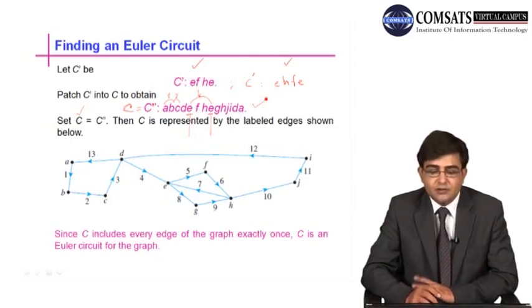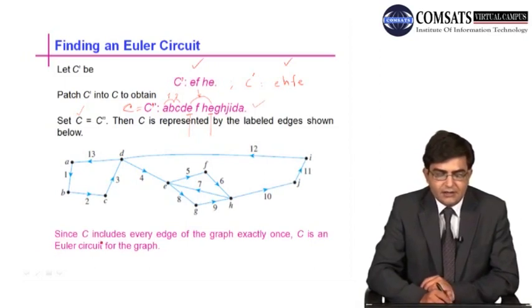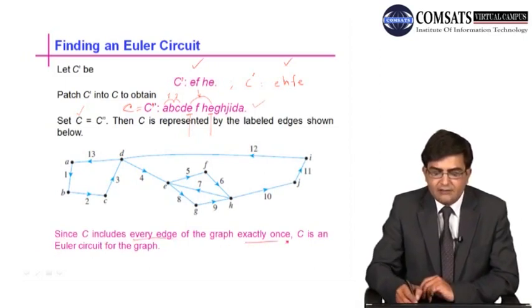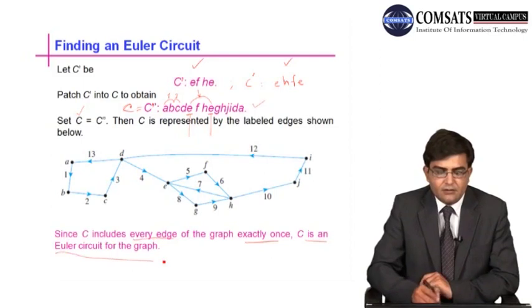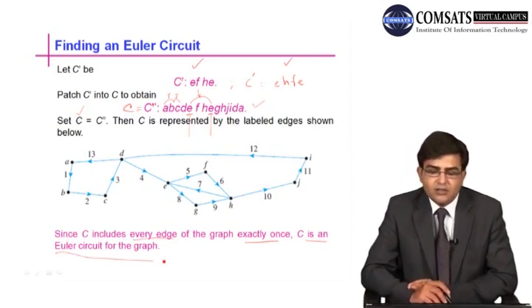Therefore this is an Euler circuit which we have constructed in the graph G. So since C includes every edge of the graph exactly once, C is an Euler circuit for the graph. So this is how we can construct an Euler circuit from any graph G which is given.